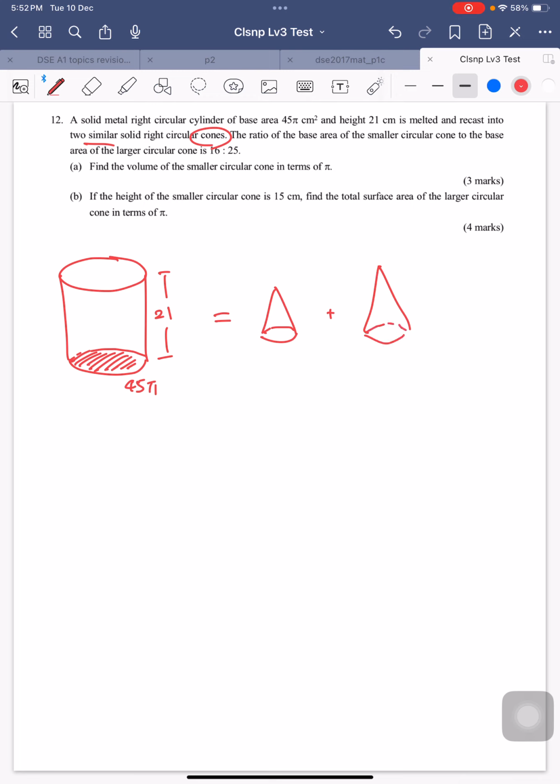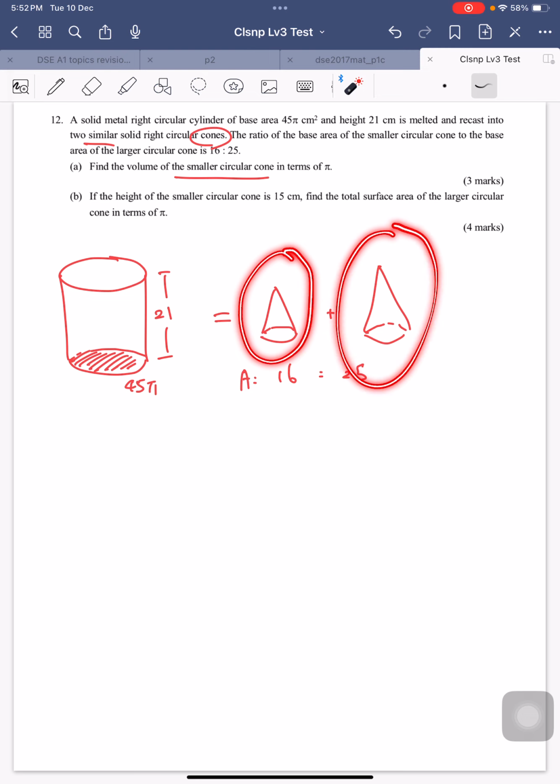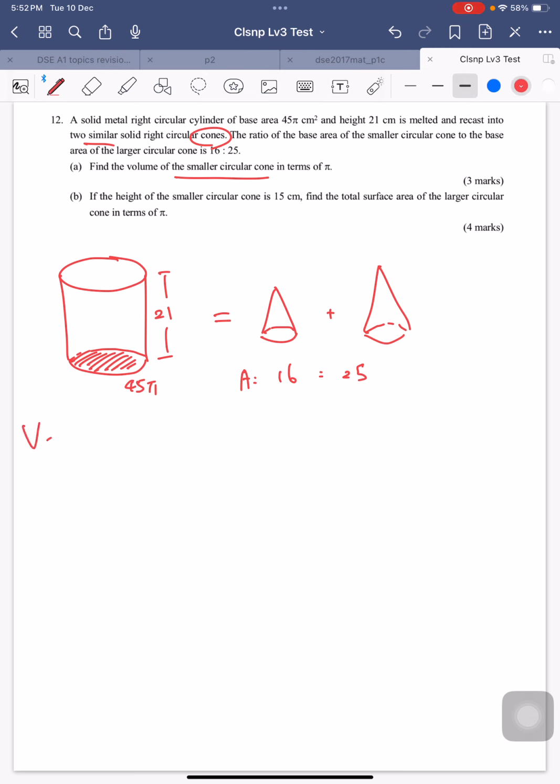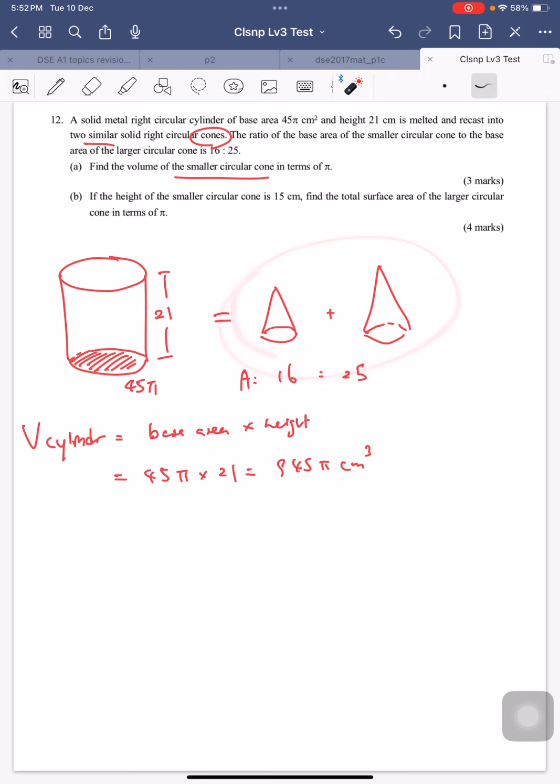And the area ratio is going to be 16 to 25. So now we're trying to find out the volume of the smaller circular cone. We can understand that the volume of the cylinder is equal to the volume of the small cone plus the volume of the big cone. The volume of the cylinder is the base area times the height, 45 pi times 21, giving you 945 pi cm cubed.